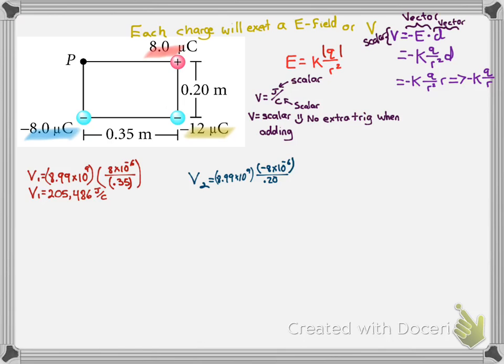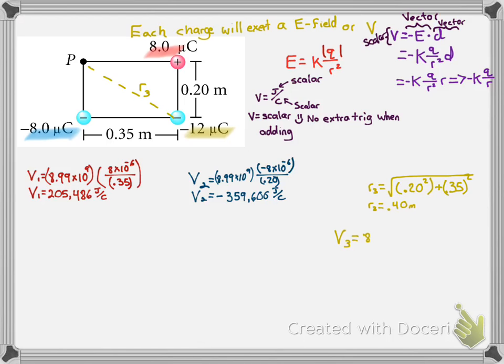We do 8.99 times 10 to the 9th, kq over r, and we get negative 359,600 joules per coulomb, which is the same thing as negative 359,600 volts. And then we still have to do our R3. We have to figure out what the distance between the negative 12 microcoulombs and P is. Once we figure that out, we can plug in that number, which is 0.4, into our equation and solve for V3.